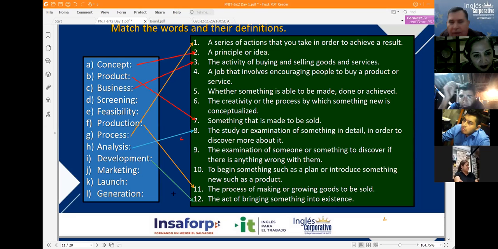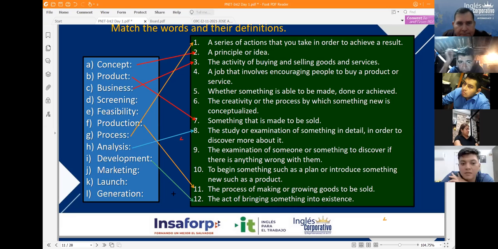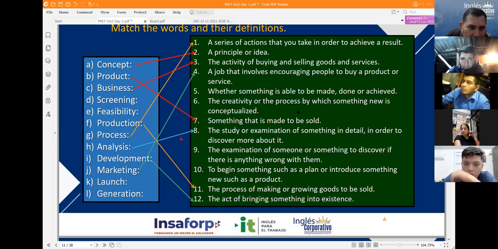Marketing is number? Number 4. Yes. Marketing is number 4. What do you do in marketing? Encourage people to buy or sell. Well, to buy a product. Mm-hmm.